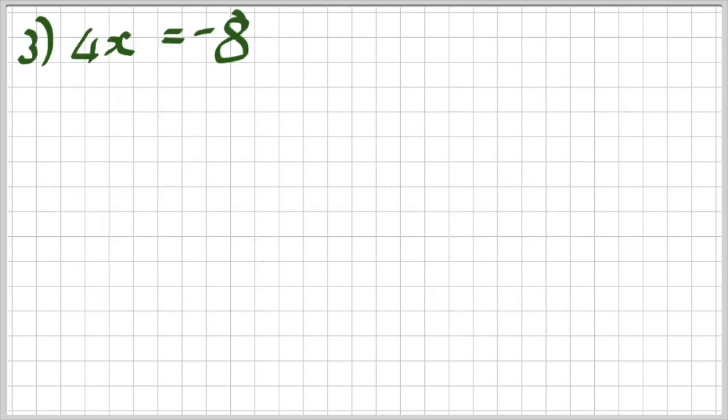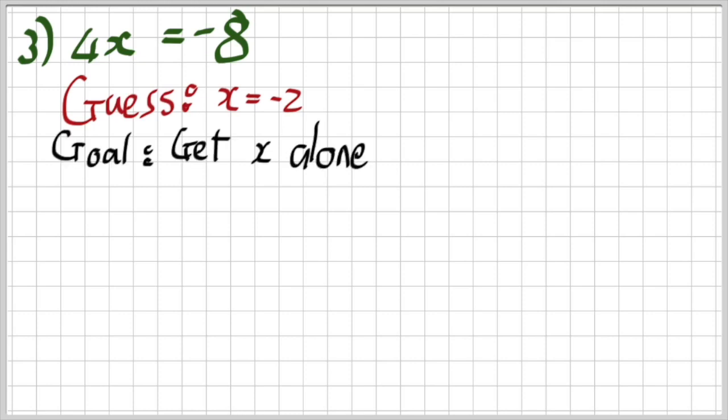Looking at this one is where life becomes a bit more interesting. 4 times what value must give me negative 8? Well, my guess is that x must be negative 2. But what is my goal? I want to get x alone. So I'm going to look at 4 times x being negative 8. What is the inverse operation of multiplication? Well, the inverse of multiplication, ladies and gentlemen, is dividing. So I'm going to divide the left-hand side by 4 as well as the right-hand side by 4.